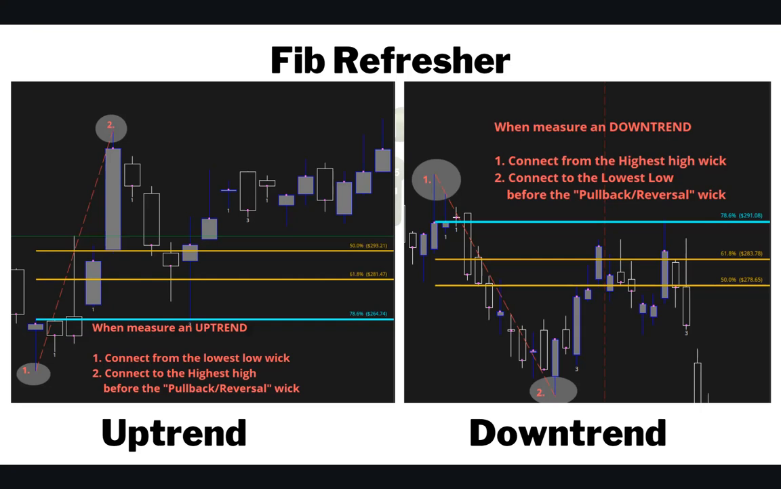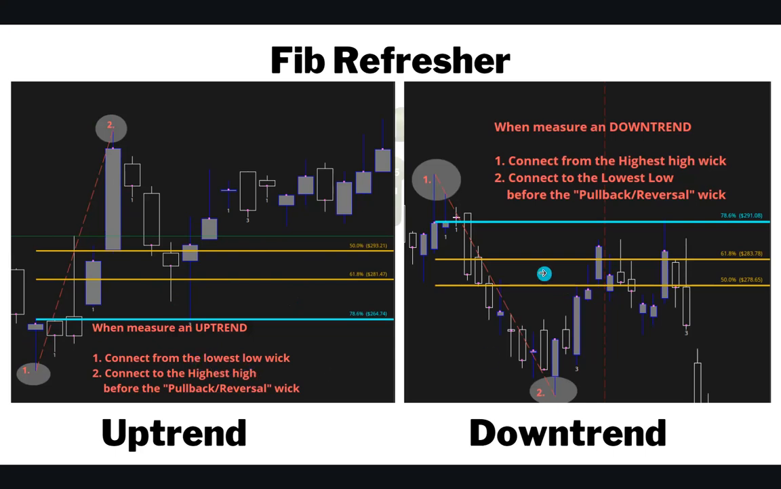So I want to talk about how to connect your uptrend Fibs and your downtrend Fibs. To connect your Fibs on an uptrend, when price is in the uptrend, you're going to connect from the lowest low, which is the bottom of this wick, before price starts making its way up, to the highest high, which is the top of this wick, before price begins to pull back. So that's the swing low, swing high, lowest low, highest high, wick to wick, watching what price does at our fib levels to the right. That's how you measure an uptrend.